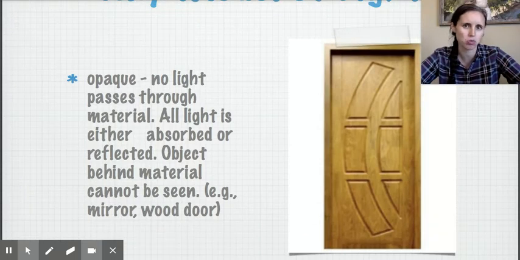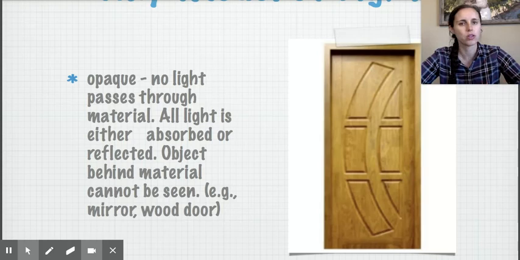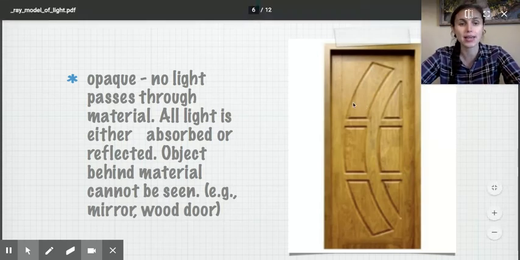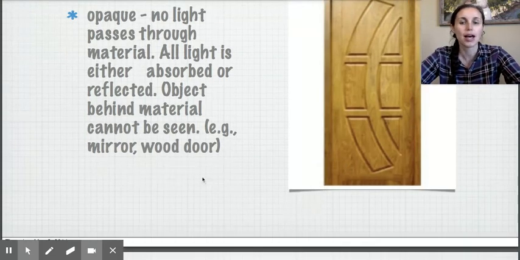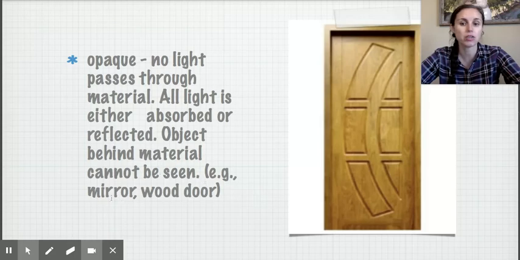The last type of object that light can strike is called opaque. Again, you should remember this from grade 9. An opaque object is one where no light can pass through the material. All light is either going to be absorbed by the material or reflected back to the source. The object cannot be seen at all. So essentially, one of the themes for this unit is that light is what causes us to see objects. With no light, there's going to be no object. So if you're trying to shine light through an opaque object, it's not going to go through, and you're not going to see any sort of image. Examples of opaque objects include mirrors, wood, doors, anything like that.